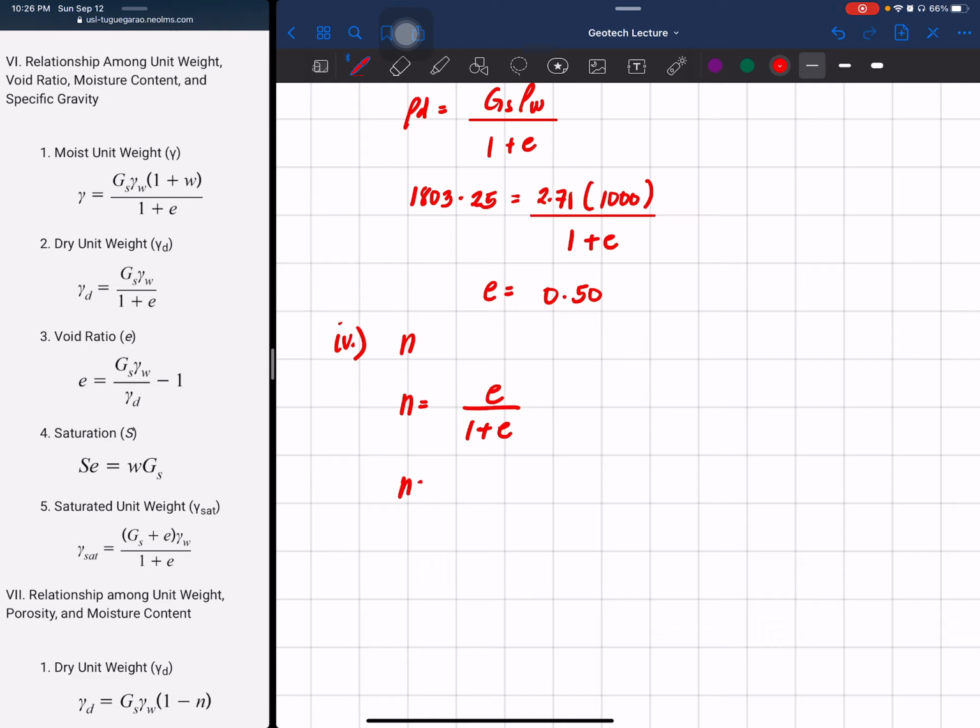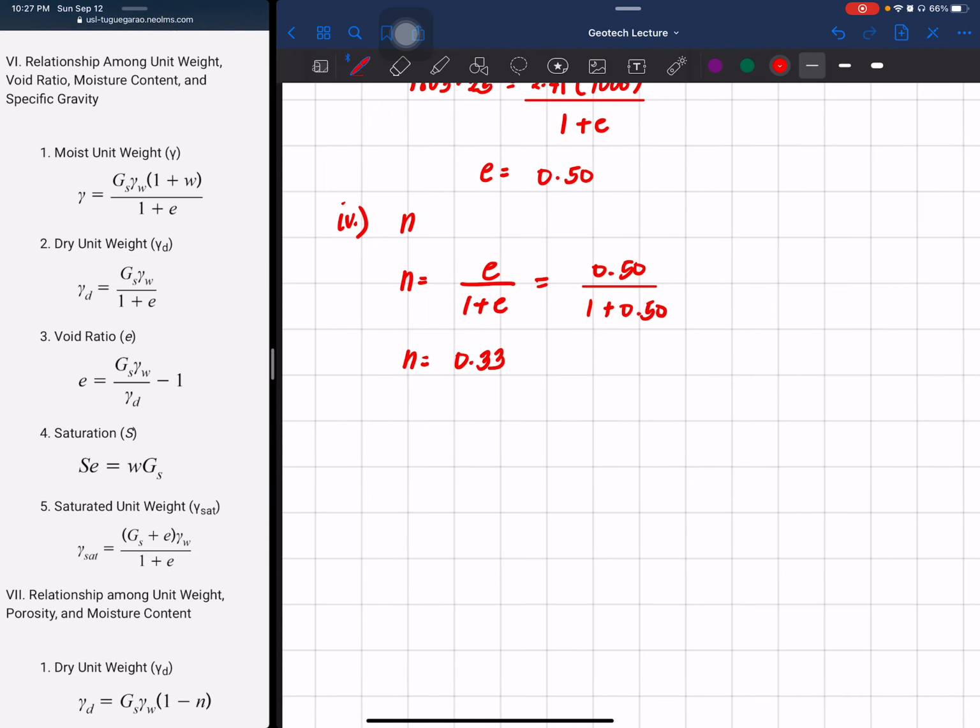So your porosity now is equal to 0.50 divided by 1 plus 0.50. Okay, so your n now is equal to 0.33. There you go.